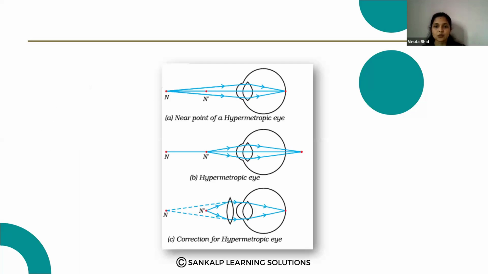Here, yes, so these are the three diagrams, which indicate the near point of hypermetropic eye, then the hypermetropic eye, then the correction of the hypermetropic eye. Please practice these three diagrams. That is very important. Okay.